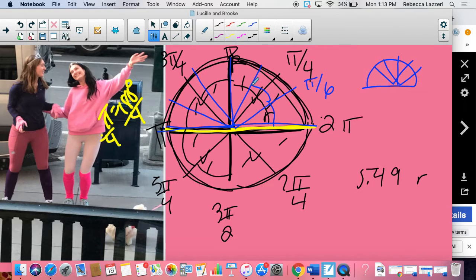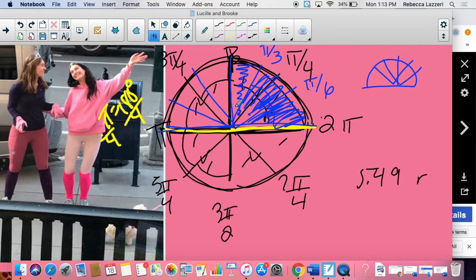It jumps over 45. So this is a slice of pi, like Thanksgiving, pi over 6. And you want another one that size. That's 2 pi over 6. What's 2 pi over 6? Pi over 3. All right, what's my next slice of pi?